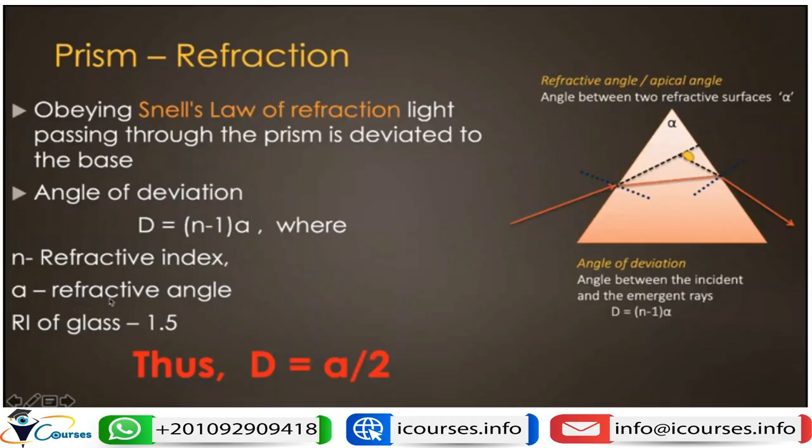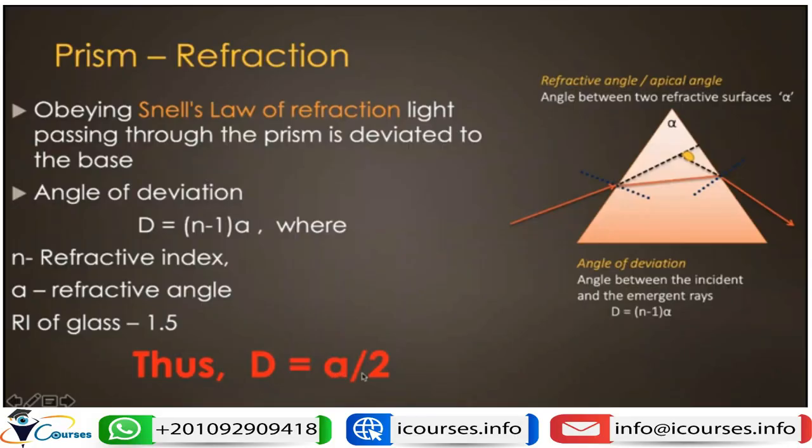Alpha is the refractive angle, and if we use a prism made of glass, the refractive index will be 1.5. So the angle of deviation will equal 1.5 minus 1, so it will be equal 0.5 multiplied by alpha. So the angle of deviation equals alpha divided by 2.